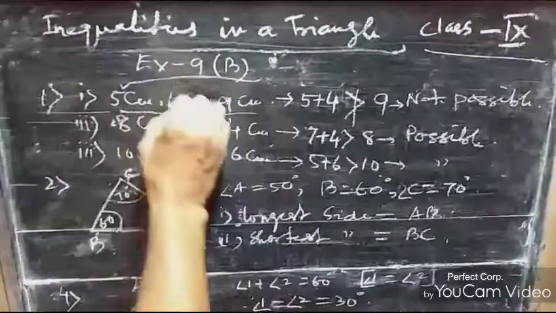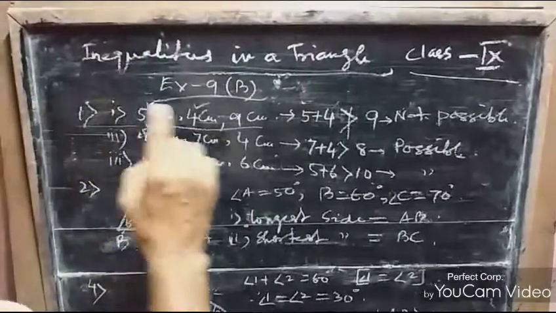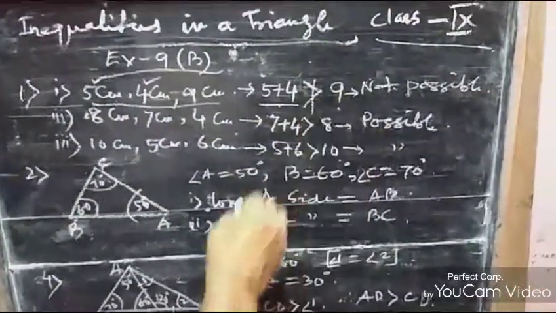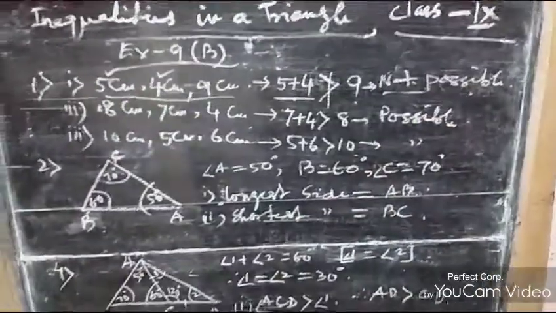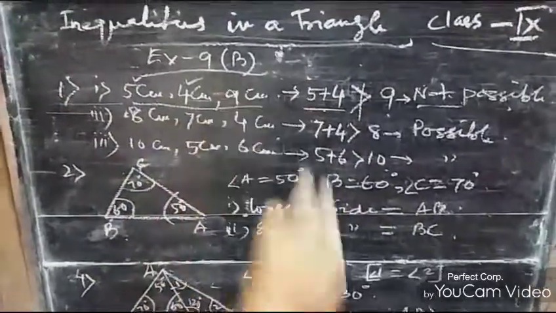Here the sum of the two smaller sides, 5 and 4, is actually 9. This is not greater than 9. So it is not possible to draw a triangle with 5 cm, 4 cm, 9 cm.